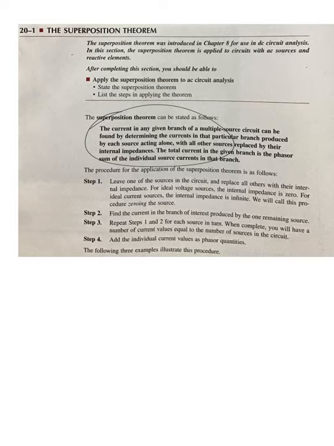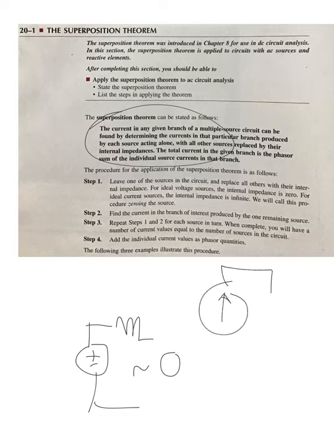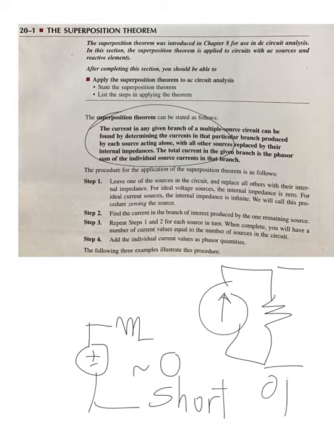Remember, a power supply has an internal resistance of theoretically 0, while a current source has an infinite amount of impedance. We use a short to simulate the power supply. We use an open to simulate a current source. So the current is found in each branch produced by each source acting alone, with other sources replaced by internal impedances.